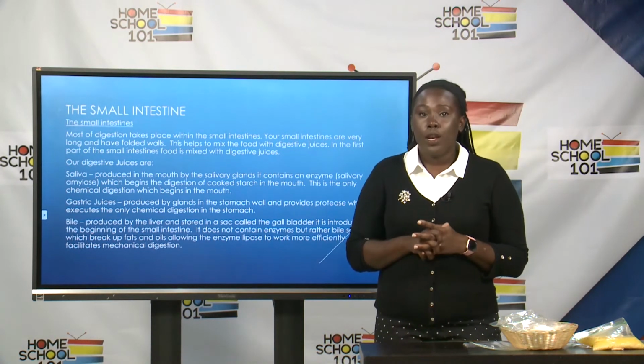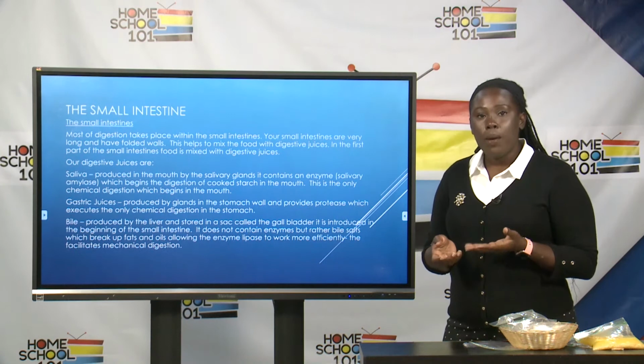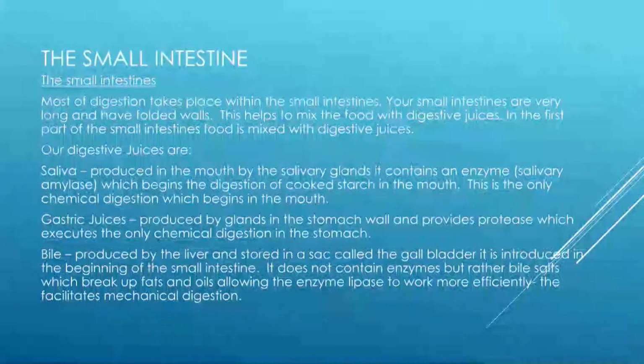So we moved on now through peristalsis from our stomach to our small intestines. Most of digestion takes place here in our small intestine, and it's divided into 2 parts or 2 portions. Your small intestines are very long. It is hypothesized that they might be actually 6 times your height. And the walls of the intestines are folded. This helps to mix food with digestive juices.